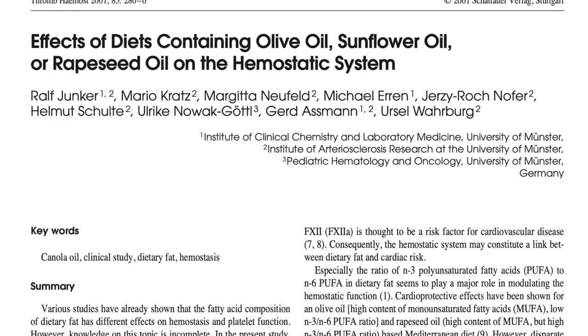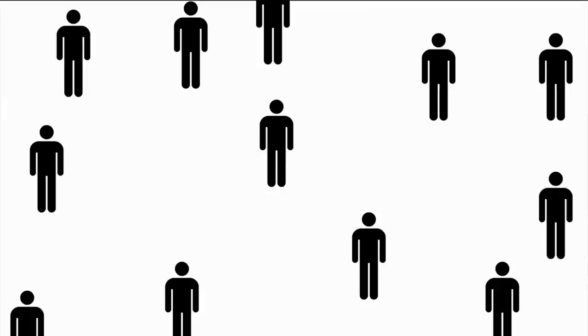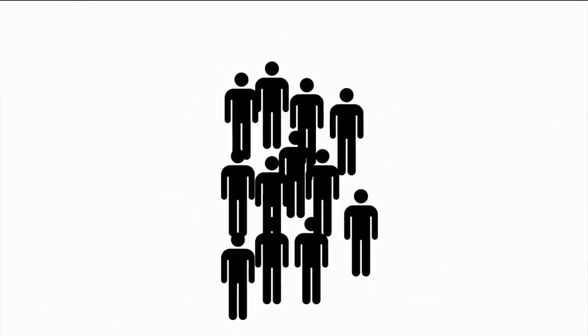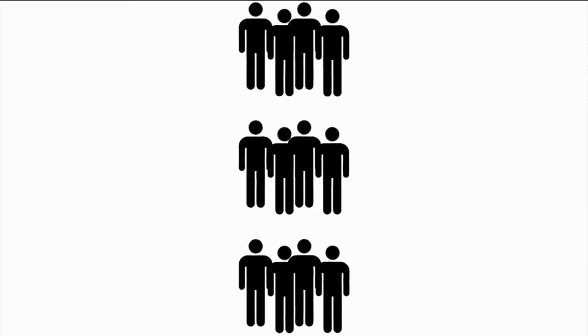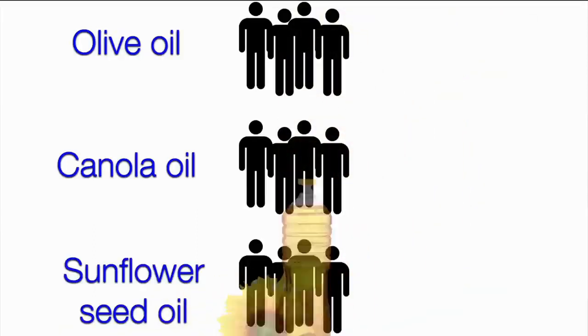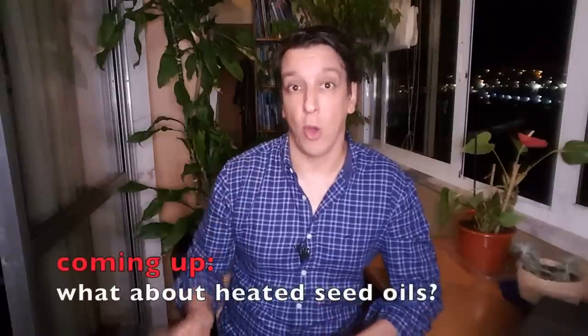So this trial used the largest dose I've ever seen reported. First, they put all the volunteers on a diet low in omega-6 for a couple weeks to level everybody out. Then they split them into groups and put them on different oils for a month. One group got olive oil, and one got canola, and one got sunflower seed oil. But a huge amount. They were getting almost 500 calories a day from omega-6s alone.